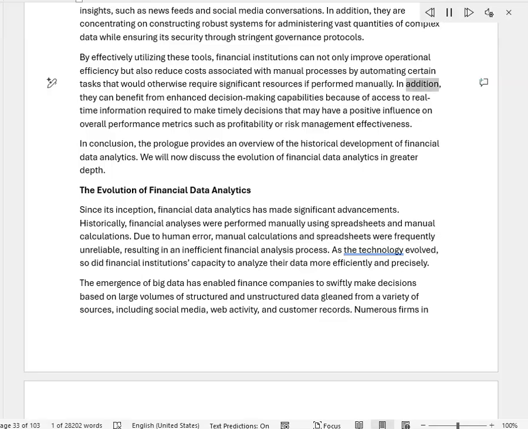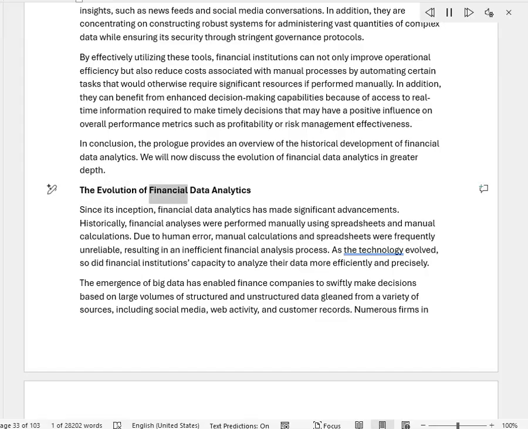In addition, they can benefit from enhanced decision-making capabilities because of access to real-time information required to make timely decisions that may have a positive influence on overall performance metrics such as profitability or risk management effectiveness. In conclusion, the prologue provides an overview of the historical development of financial data analytics. We will now discuss the evolution of financial data analytics in greater depth.